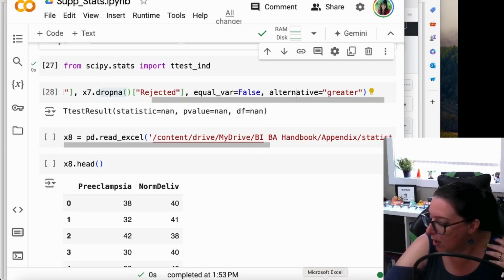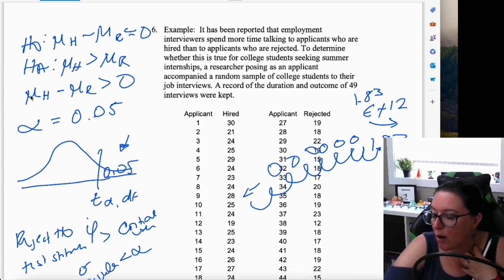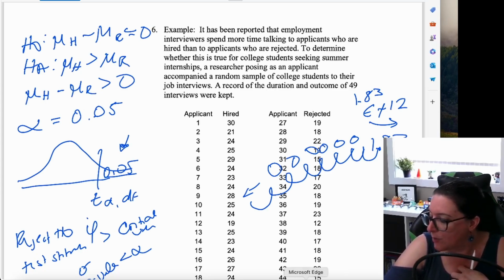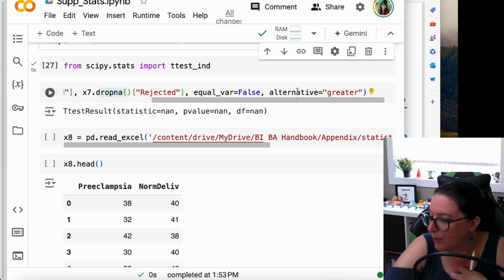And in our data, here we go, back to our alternative hypothesis. Our alternative hypothesis was hired is more than rejected, greater than. So we are going to go into our code and use the alternative greater.